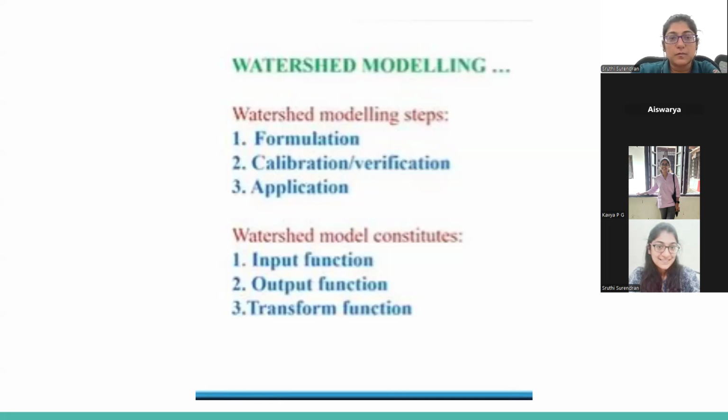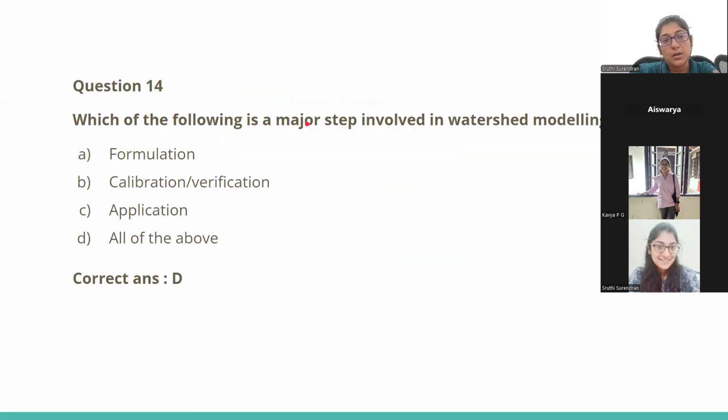So our question was, which of the following is a major step involved in watershed modeling? Formulation is a major step. After that, calibration or verification is a major step. Application is also a major step. So the option D, all of the above, is the correct answer.